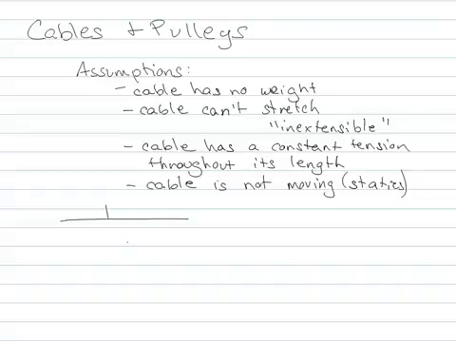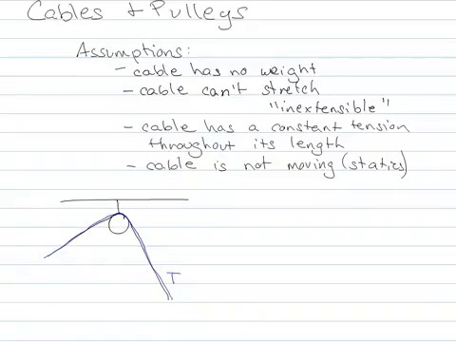So if I'm looking at a pulley with a cable on the pulley, then the tension in this entire cable is going to be the same thing. Now if I'm pulling on it here, and I'm pulling on it here, that means that the magnitude of the tension here is going to be the same as the magnitude of that tension. Obviously the vectors representing those tensions are going to be different because they're pointing in different directions, but their magnitude is going to be the same.